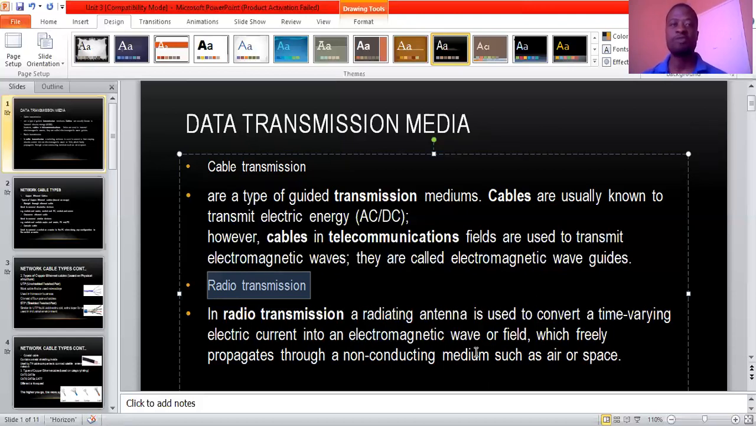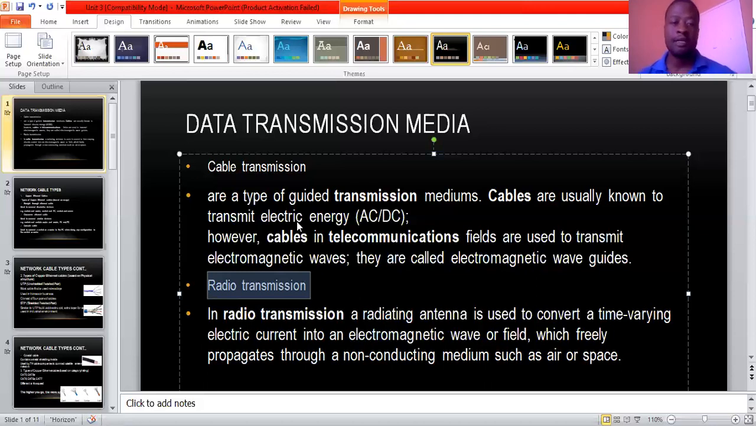Okay, so the first one is wired, which is cable transmission. The second one is wireless, so no cables or anything whatsoever is needed. Your signals are just transmitted in the air, or in the airspace, and we refer to them as non-conducting media.